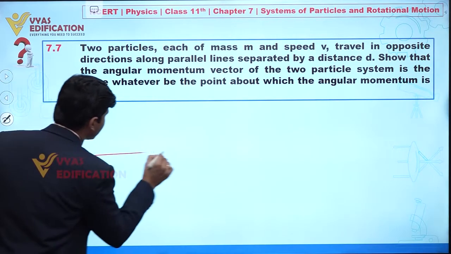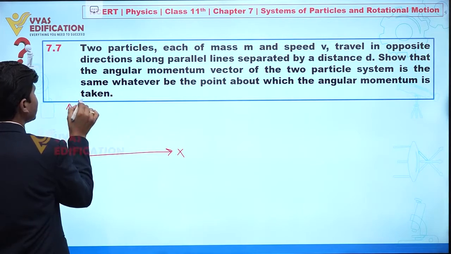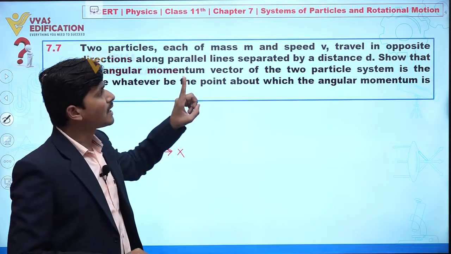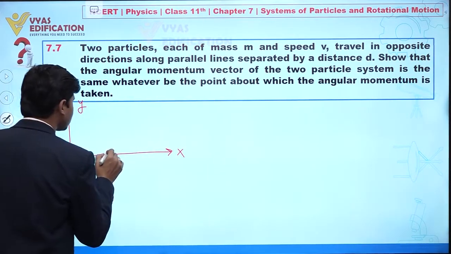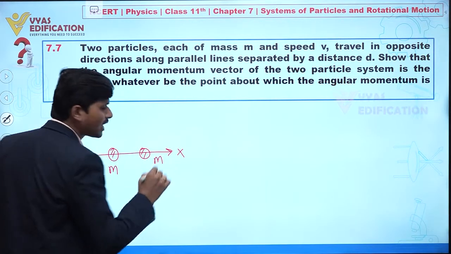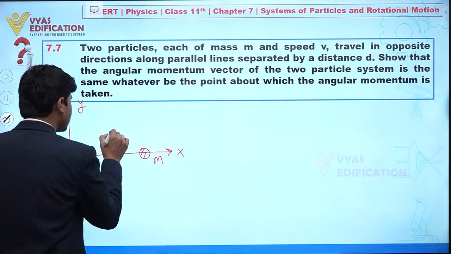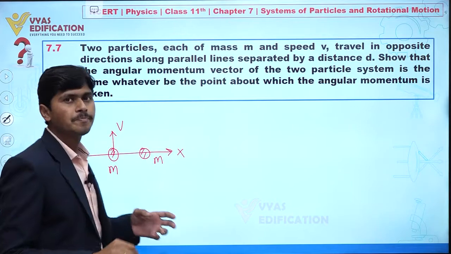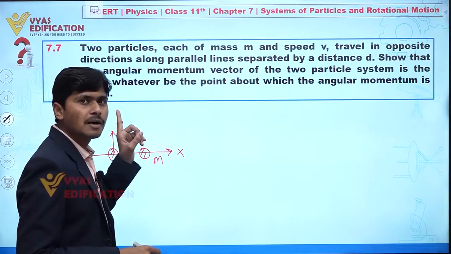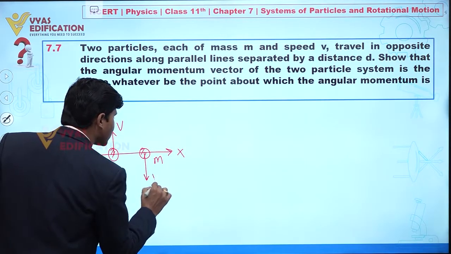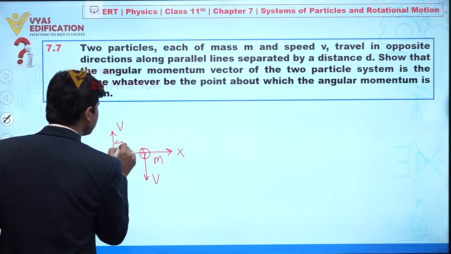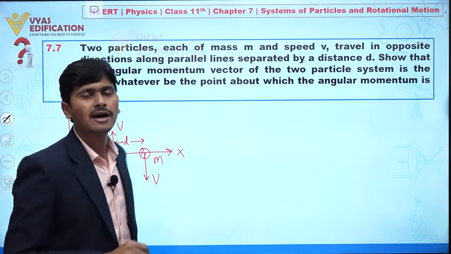Let's suppose I am taking a coordinate axis, this is the x axis and this one is the y axis. Two particles each of mass m and speed v travel in opposite directions. Here we have mass m and here one more particle of mass m. Let's assume both particles are moving along the y direction. This one is going in the positive y direction, and this one is going in the negative y direction. The separation distance between both particles is d.